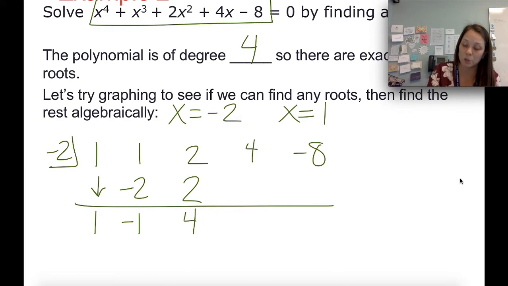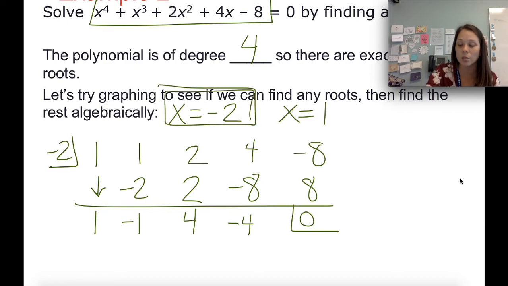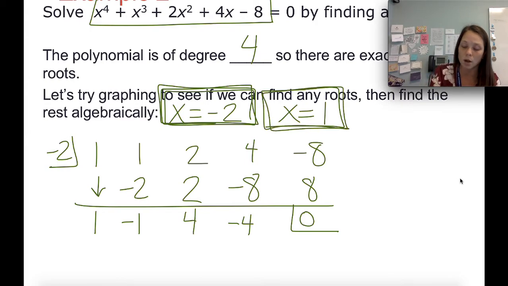4 times negative 2 is negative 8. 4 plus negative 8 is negative 4. Negative 4 times negative 2 is 8. And I add those and I get 0, which means my remainder is 0, so I know I did the first part of the division process correctly. So I used x equals negative 2. Now I'm going to use x equals 1.